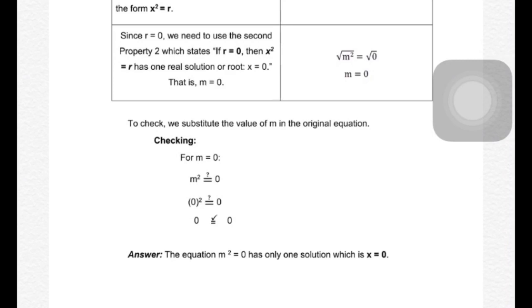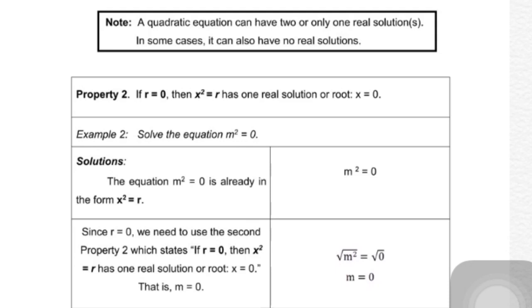So the equation x squared minus 36 equals 0 has two solutions, x equals 6 and x equals negative 6. Now, a quadratic equation can have two or only one real solution. In some cases, it can also have no real solutions. So, pwede duha ka solutions, pwede usa, or pwede pod walay or no real solutions.